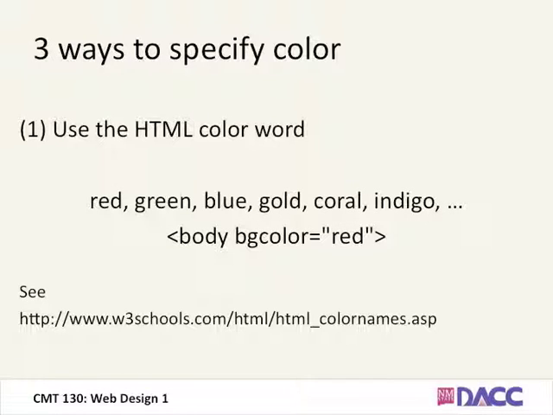There are 3 ways to specify color for an attribute. The first way is to use the HTML color word. For example, red, green, blue, gold, coral, or indigo will all work. This example shows a red background. You can see the full list of HTML color names at the W3 Schools website.